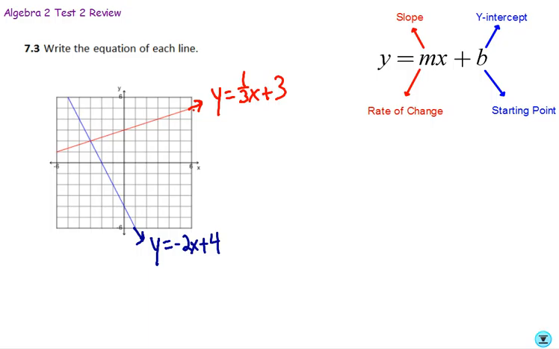All right, hang in there. We only got a couple left here, so this finishes 7. Let's move on to 8.